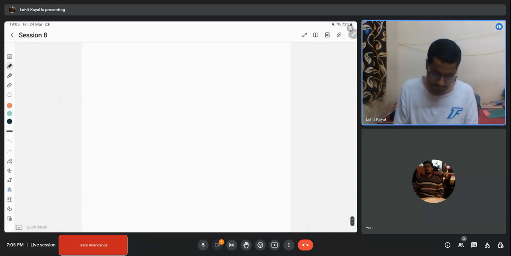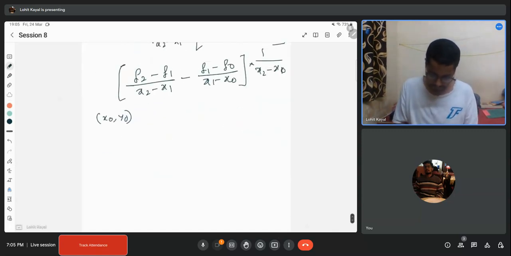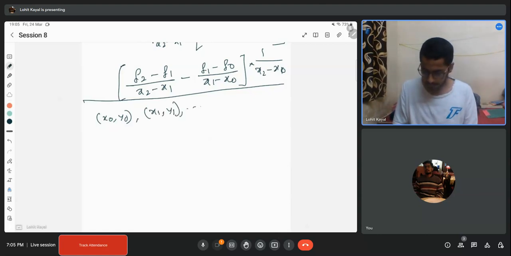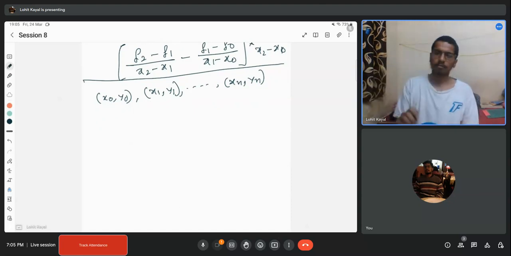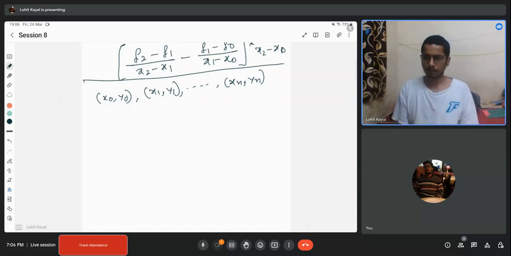Suppose you have some data points (x0, y0), (x1, y1), up to (xn, yn), so you have a total of n plus 1 data points. So what can be your interpolating function? One guess: if I have n plus 1 data points, the polynomial will be of order n or less, if we want to get a unique polynomial.